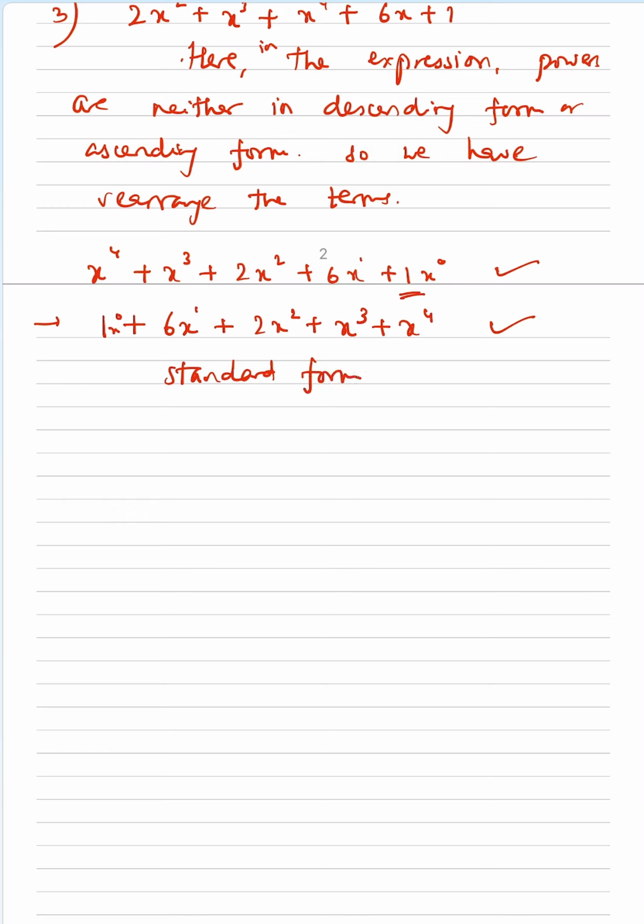Biggest to smallest means what? What is the meaning of biggest to smallest? It is in the descending order and this is in the ascending order. Okay. So don't get confused. If at last you write 1, it is also right. But the powers of the variable should be in the decreasing order. If in last you have x raised to 0 or y raised to 0, whichever variable is given. Okay.